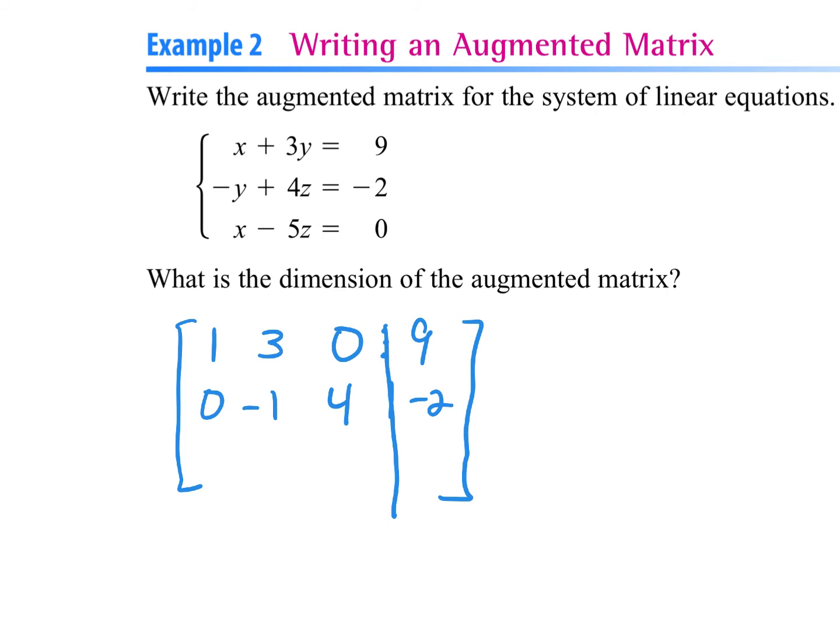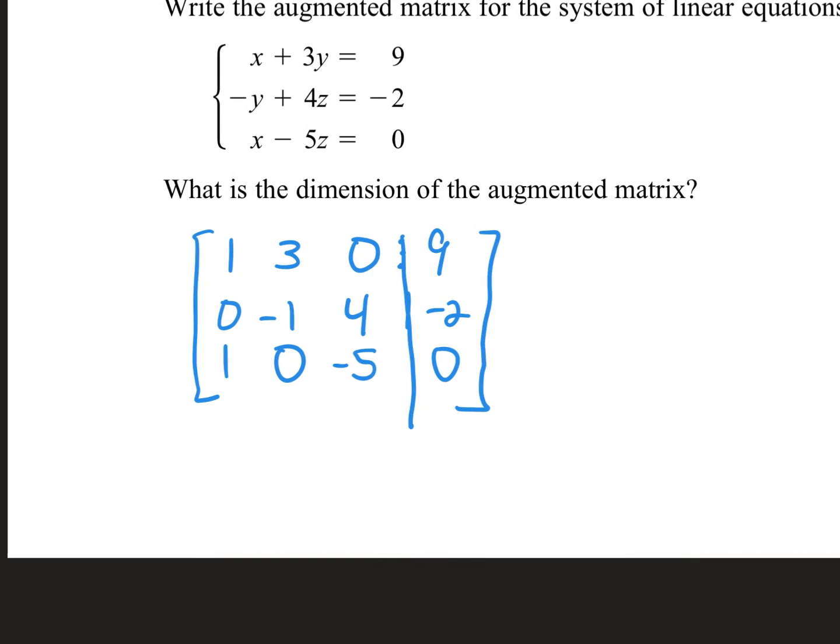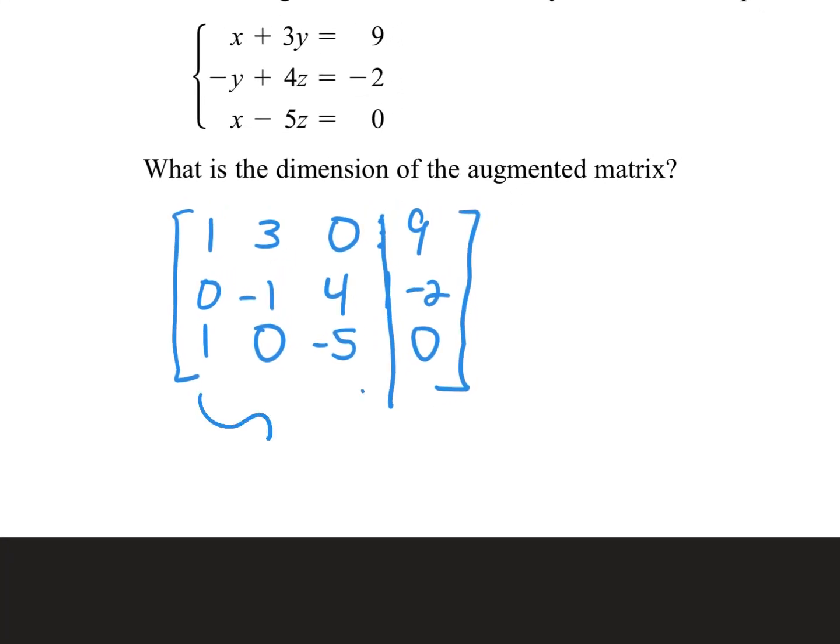The last equation. Excuse me. What is the coefficient of x? 1. Coefficient of y? 0. Coefficient of z? -5. And then what's your answer? 0. So you can write the 3 little dots if you want, or I just separate it with a vertical line. So there's your augmented matrix. This part right here are your coefficients, right? And then right here would be your constants or your answers.